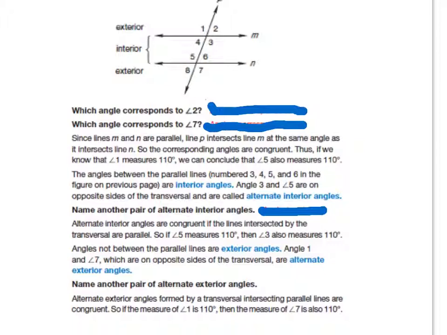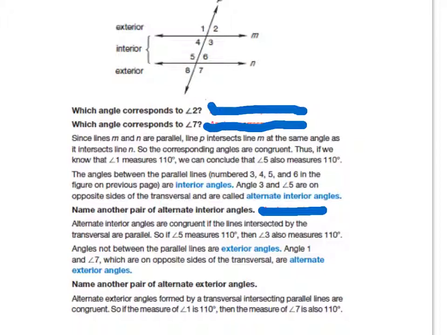So we can say that the interior angles, angles 3 and 5, are on opposite sides. So that makes them alternate interior angles. So again, a lot of this is vocabulary heavy. So we say that 3 and 5 alternate because they're on opposite sides of P, right? And they're interior because they're in between M and N. Now we can name another pair of alternate interior angles. If we can say that 5 and 3 are alternate, then 4 and 6 are the other alternate interior angles.